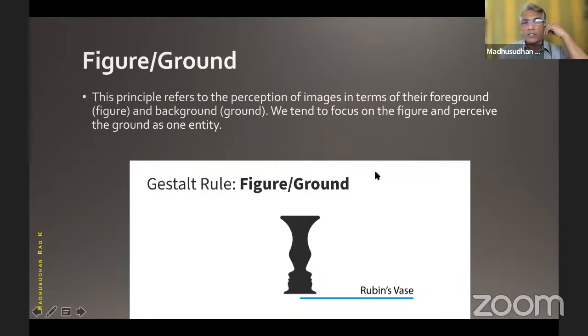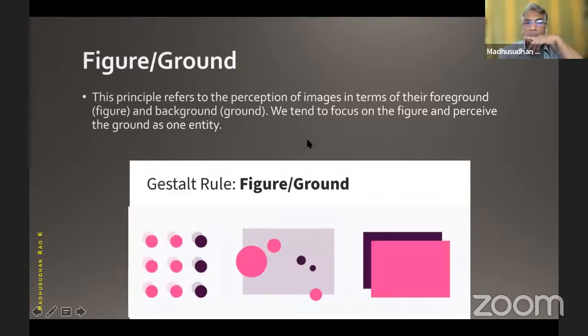Now, figure and ground, we already discussed. Generally, it is called Rubin's vase when they tested it. That is the reason I kept Rubin's vase here. The principle refers to the perception of an image in terms of its foreground and background. We tend to focus on the figure and perceive the ground as one entity. Even the ground, we feel it is part of the image, I mean the figure. Check the example now. Background, foreground.